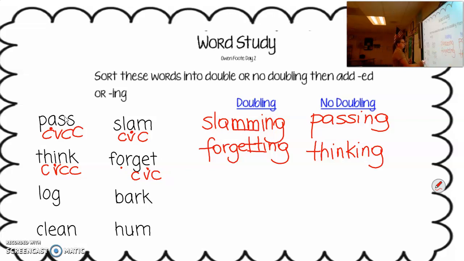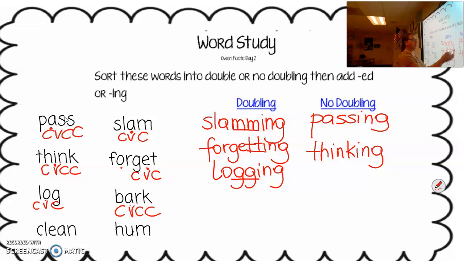Okay, we're halfway done. Log, L-O-G. O is a vowel, C-V-C. Log, since it's a CVC word, I need to double. So it will be logging. Double the final consonant. Bark. Where's my vowel? Well, A is my vowel, so it's C-V-C-C, no doubling. So, barking.